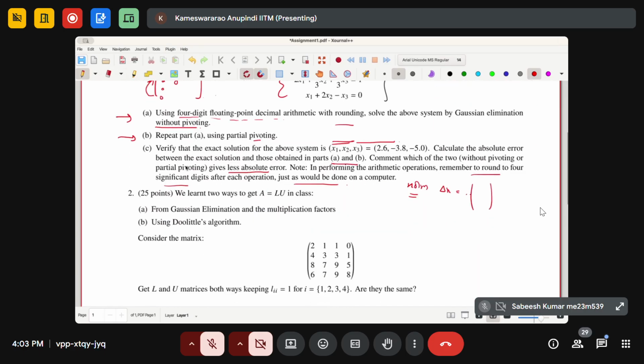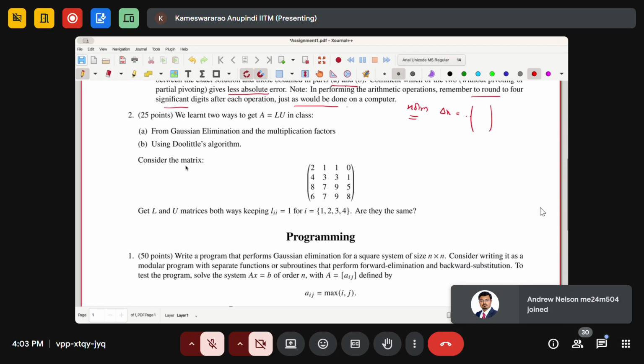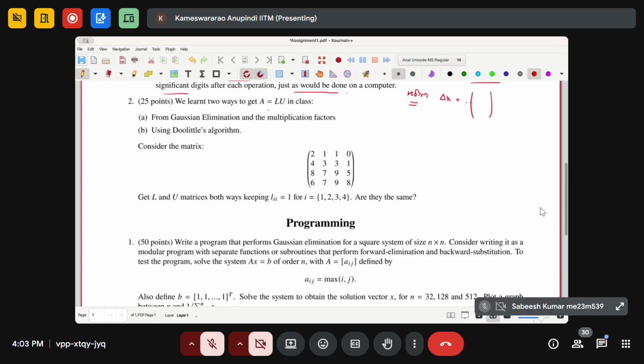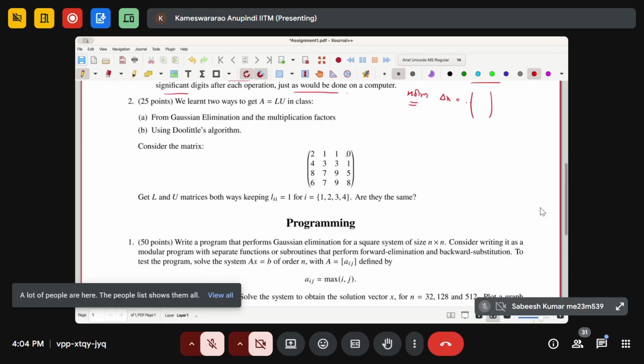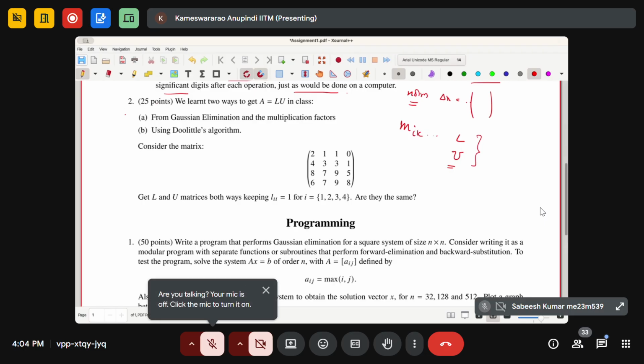This is exactly like what we have solved in the class. The second problem is we are given a matrix A, and then A equals LU. So calculate A equals LU from Gaussian elimination and the multiplication factors. That means you're going to arrange all the multiplication factors m_ik into a lower triangular matrix, and then you're going to work with whatever is the upper triangular matrix U that you got. That is your first way using Gaussian elimination.